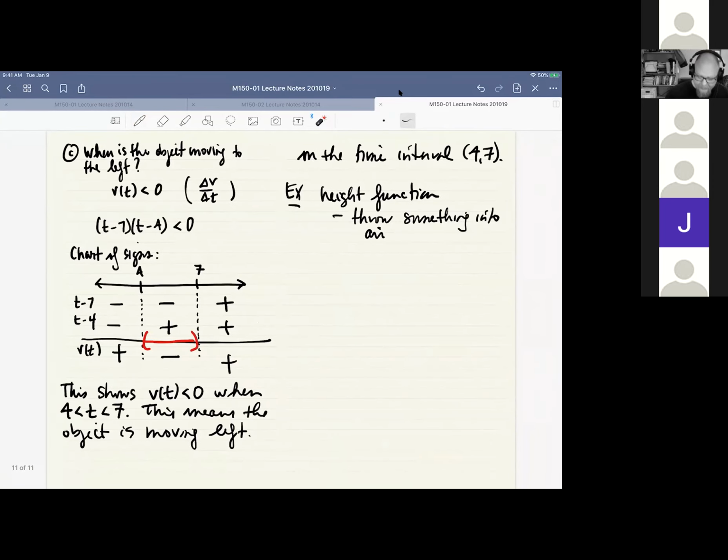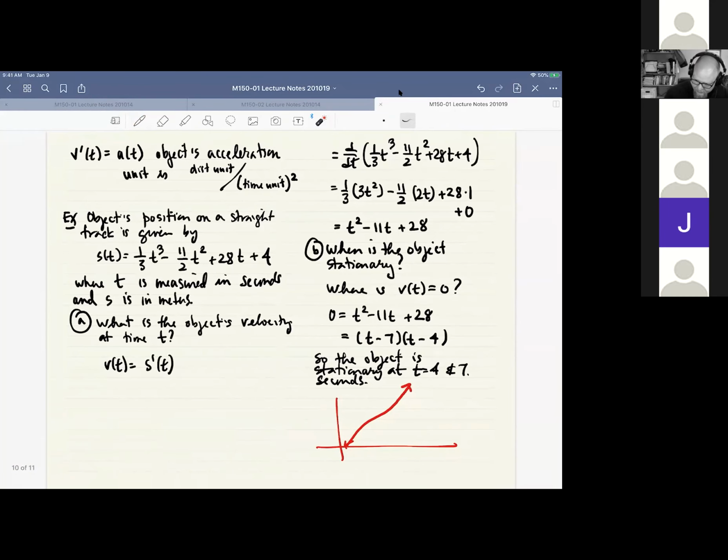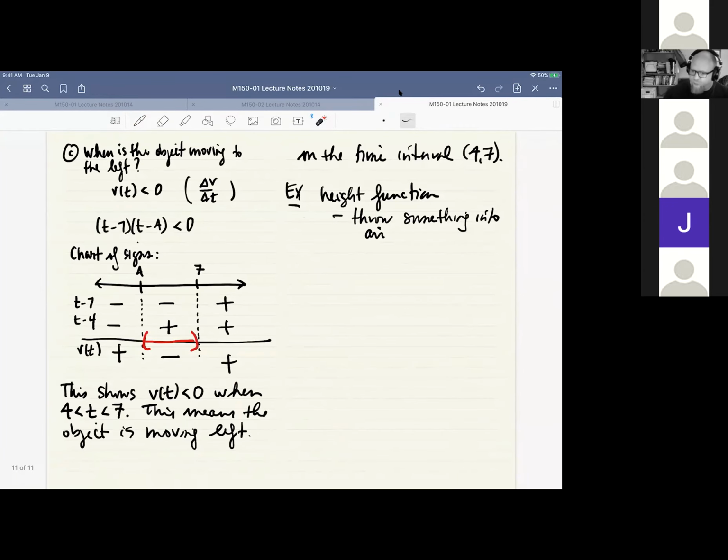Okay. Now, it would be hard to find the numbers for when it was moving to the left if you couldn't find exactly when it was stationary, right? That's right, unless it's always moving to the left. If it's never stationary, then you can just plug any point into your derivative. It's always going to be negative or it's always going to be positive. And so you could still answer this question. It would just be never or always.